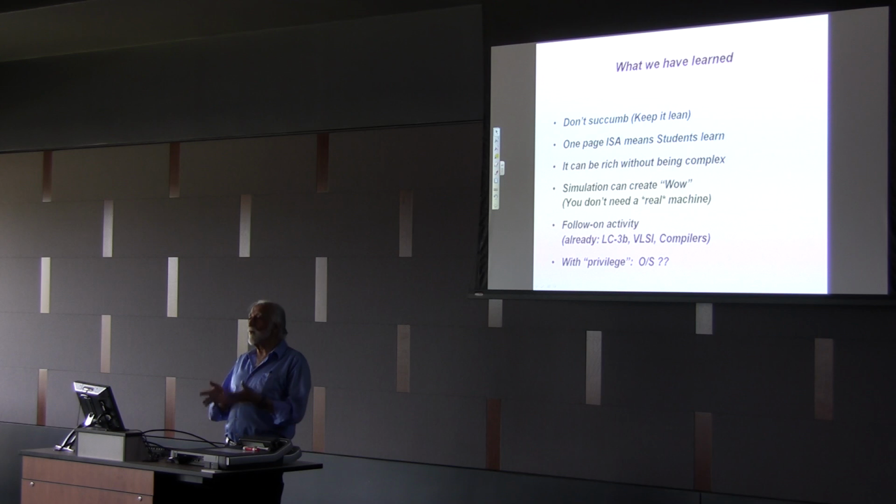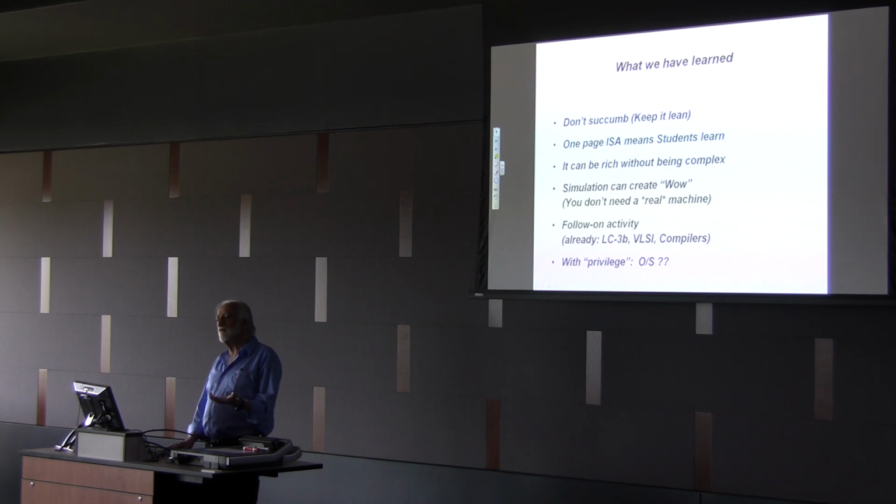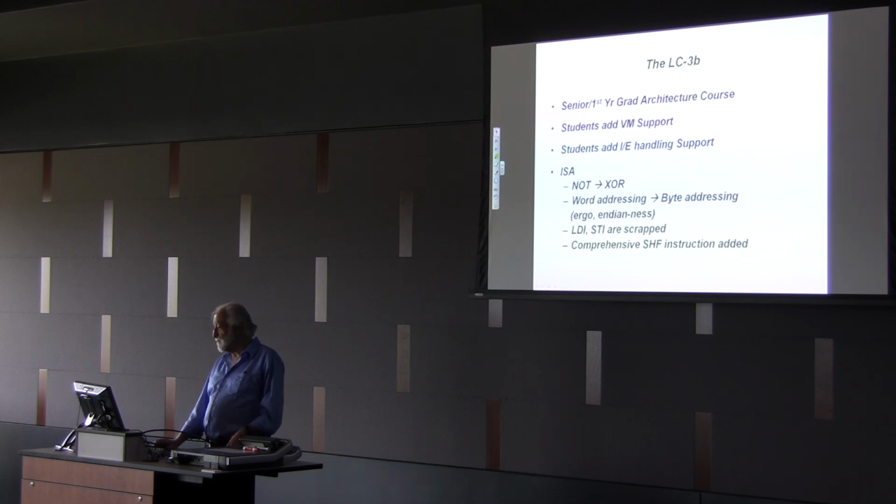Because now they want to know about endianness, because real machines care about it, and they also need to know about byte addressable memory by the time they get to be seniors. So the LC3B is a richer version. And people are designing this LC3 in their VLSI courses, and some people have written compilers for it.